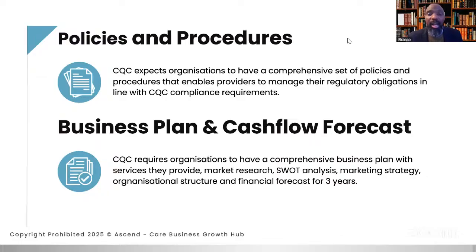There is a detailed market research, SWOT analysis, a marketing strategy, and most importantly, an organizational structure that shows how the services are going to be governed, and the financial forecast for 3 years. Very, very important. So clearly you can see that it's not just a matter of submitting paperwork. The paperwork has to be detailed. It has to be contextualized to the services you want to provide. And this document must be robust. They must capture everything that needs to go in there, depending on the services you are going to provide.